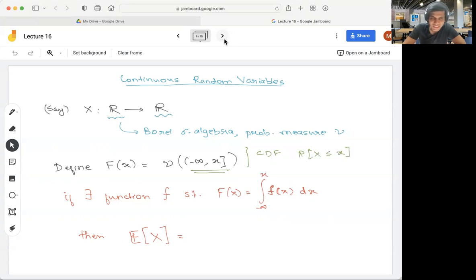And if it so happens that there exists a function little f such that the function capital F can be written as just the integral of little f, and again, we'll see an example, but this sort of thing is also true for lots of nice random variables, then we will call x a continuous random variable.